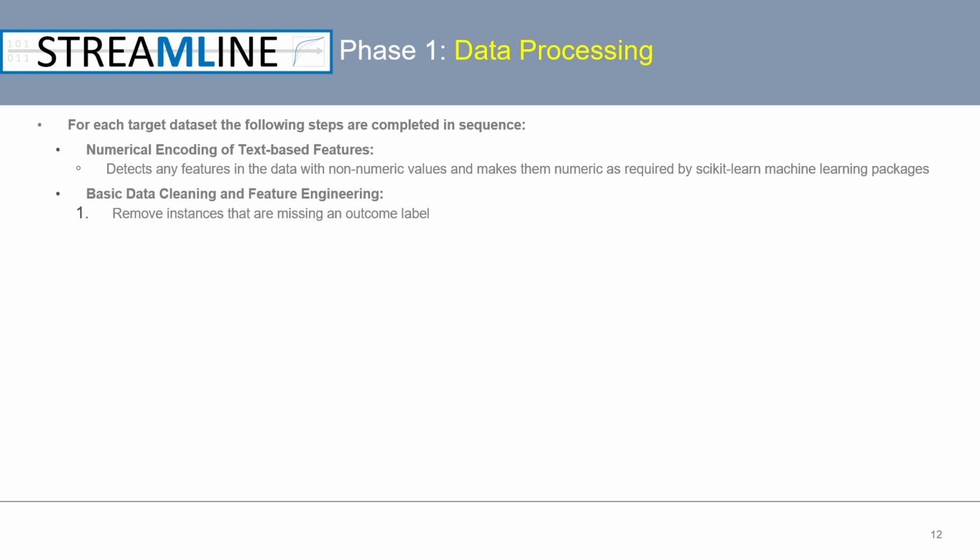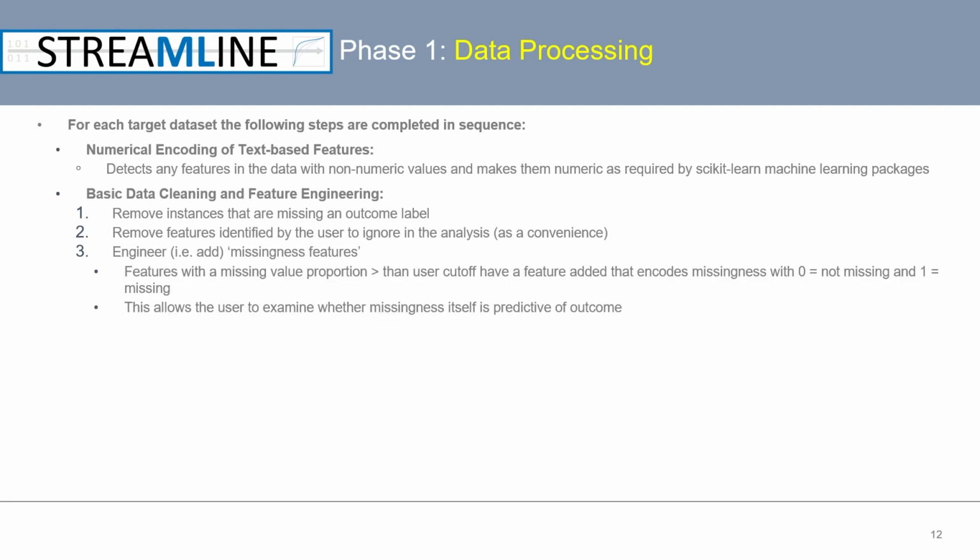First, instances are removed that are missing an outcome label, since these can't help in supervised learning. Second, any features that a user has specified to ignore within Streamline run parameters will be removed from the dataset and not considered. Third, Streamline will engineer or add missingness features to the data.